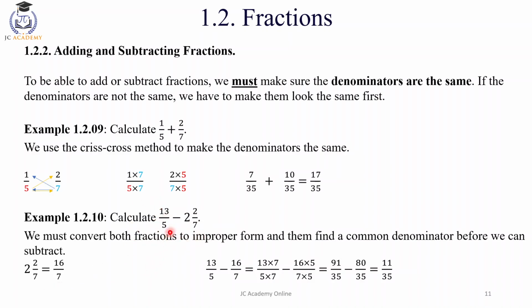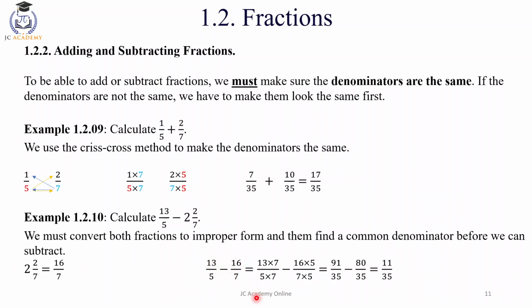Okay, so we know that the first fraction, 13 over 5, is already in the improper fraction form that we want. We need to convert the right-hand side fraction also to improper fractional form. So we have 2 and 2/7. That's going to be 7 times 2, which is 14. 14 plus 2 is 16. So we have 16 over 7. Now we have 13 over 5 minus 16 over 7.